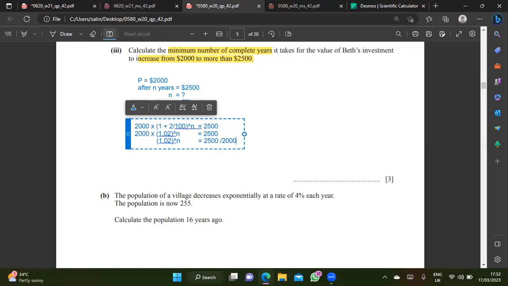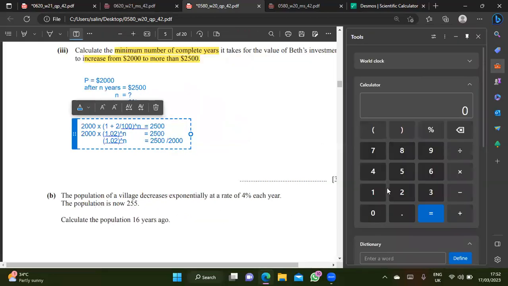So what you can do now is just simplify 2,500. There are a lot of ways of doing this. Not saying that my way is the only way. By all means, if you have another choice, you can do it. So we're just going to put here 1.25. We still have this, do not do anything to it: 1.02 to the power of n. We don't need the bracket.